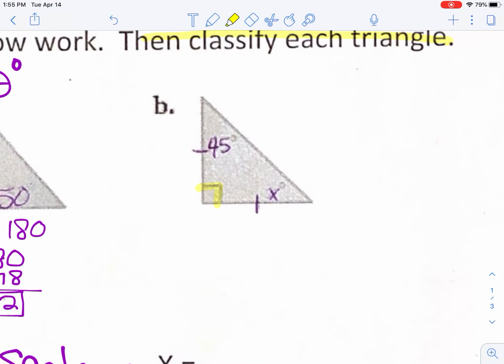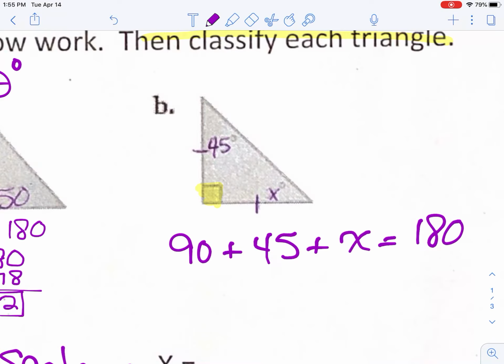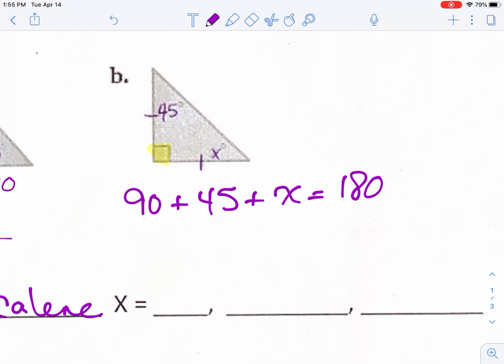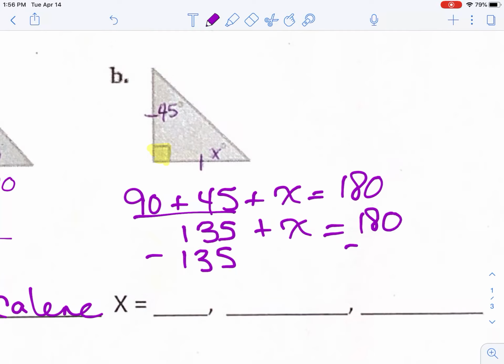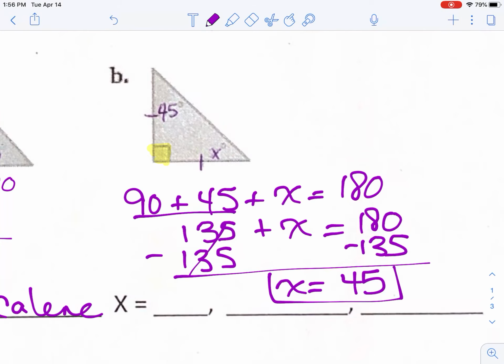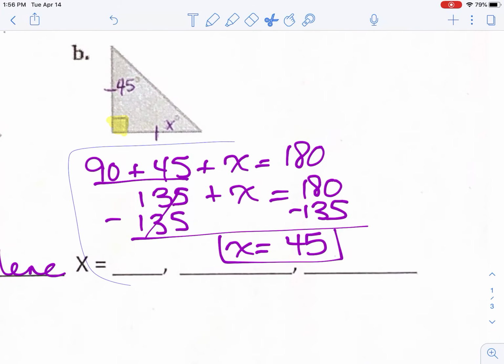Okay, letter B. We see this right angle, which means that is 90 degrees. We have the one up here, which is 45 degrees, and then we have an unknown. All three need to equal 180 degrees. Add what we do know, 90 and 45 give me 135. Plus some unknown gives me 180, and do the inverse, subtract 135 from both sides to solve. So x is 45 degrees.